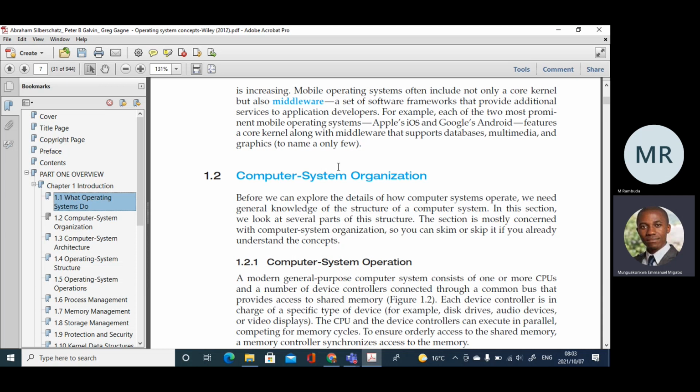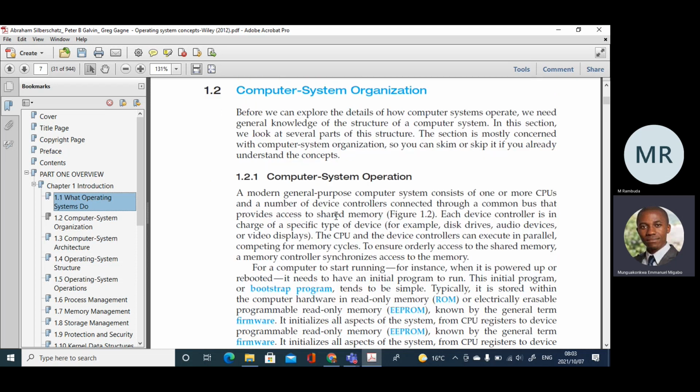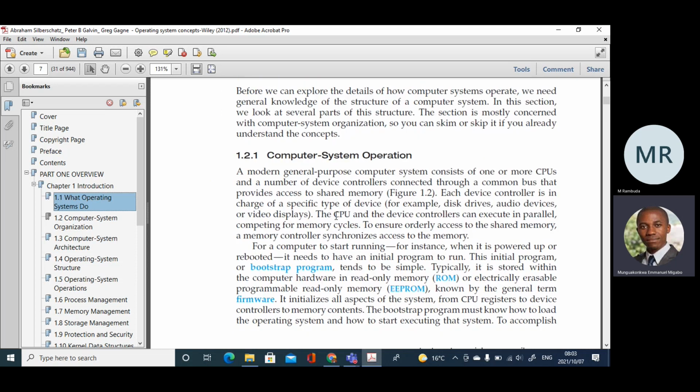But as the sentence clearly said, we need to first understand the structure of the computer. Therefore, in this section, we look at several parts of this structure. The section is mostly concerned with computer system organization, so you can skim and skip it if you already understand the concept, as I mentioned yesterday. But nonetheless, repetition is always good. And we first start by the computer system operation.